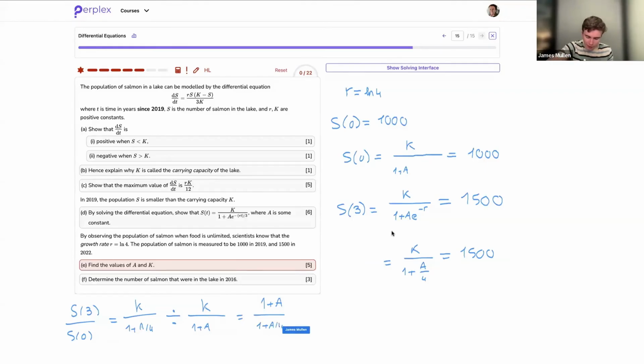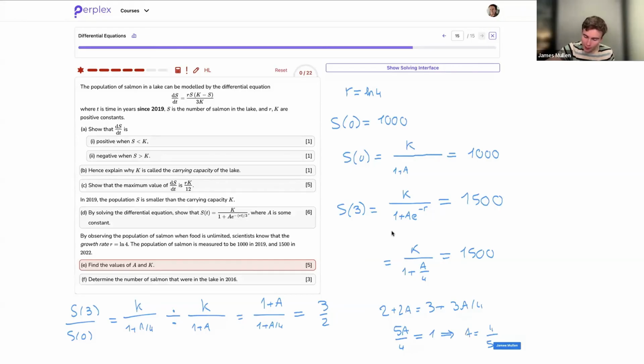And I know that s of 3 is 1,500 and s of 0 is 1,000, so this should equal 3 over 2. And if I cross multiply that, I'm going to get 2 plus 2a is equal to 3 plus 3a over 4. And that's going to allow me to say 2a is 8a over 4, so 5a over 4 is going to be equal to 1. And so a is equal to 4 over 5.